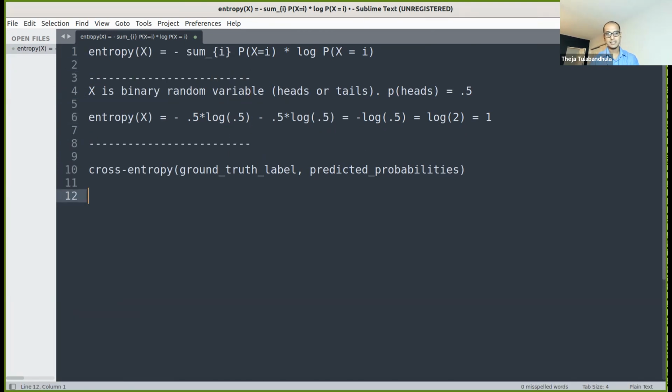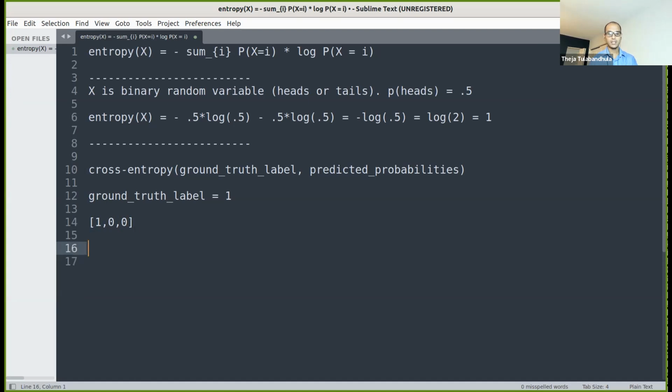Now, cross entropy is very similar to entropy. It's the same idea. Think of two random variables, a ground truth label and predicted probabilities. If the ground truth is label 1, so the class is 1, then you have two vectors. The ground truth vector is 1, 0, 0. Since it's label 1, the first coordinate is 1, the second coordinate is 0, and the third coordinate is 0.